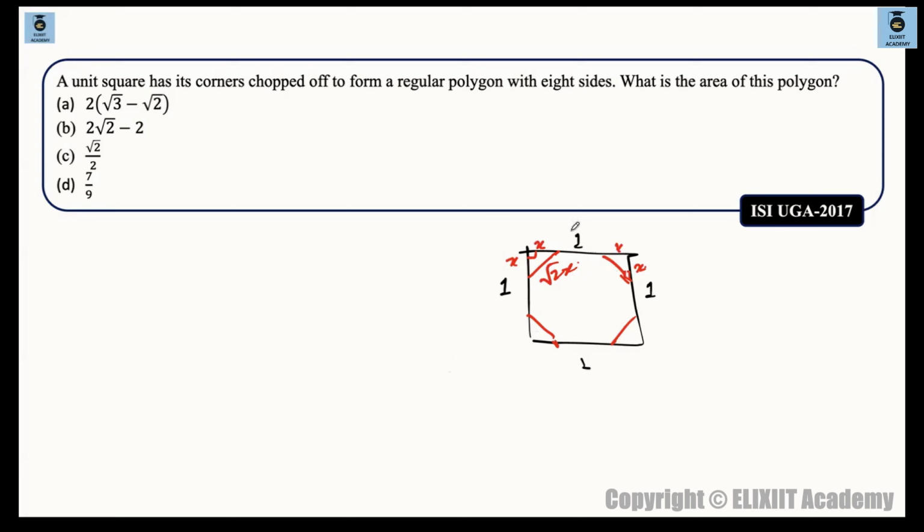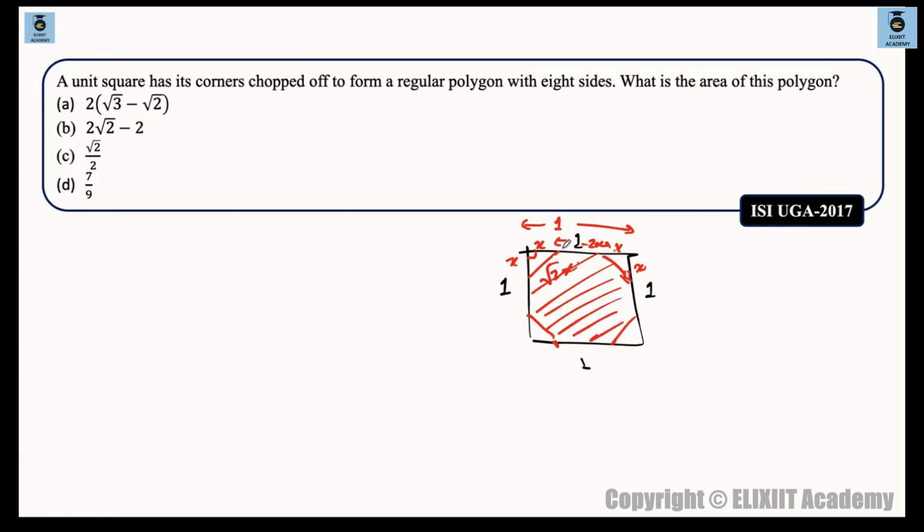ओके, टोटल लेंथ इज 1. अच्छा, टोटल लेंथ अगर 1 है, तो ये जानते हो कि ये अगर x है, ये भी x है, तो दिस पार्ट इज व्हाट? 1 minus 2x. This part is 1 minus 2x. ठीक है, this part is 1 minus 2x. We have to find what? We have to find the area of this polygon. ये वाला polygon.